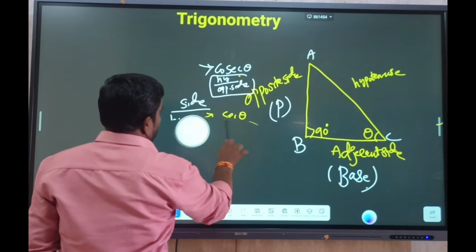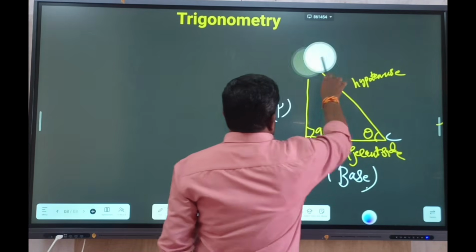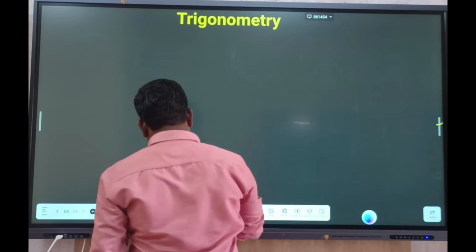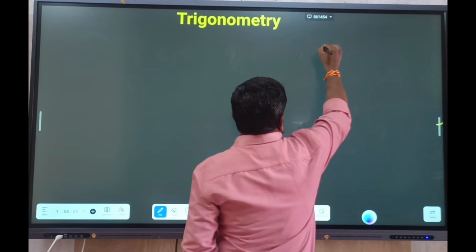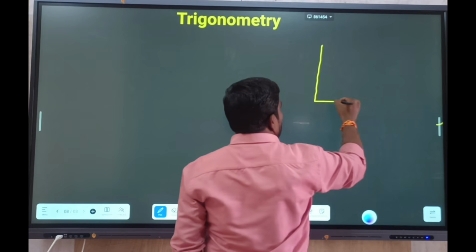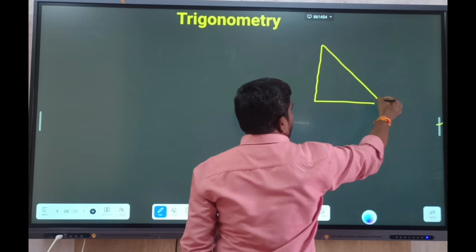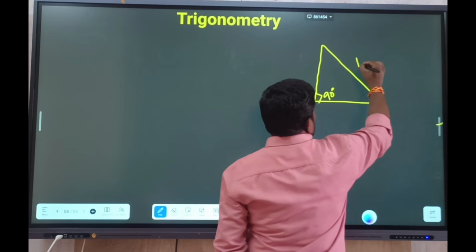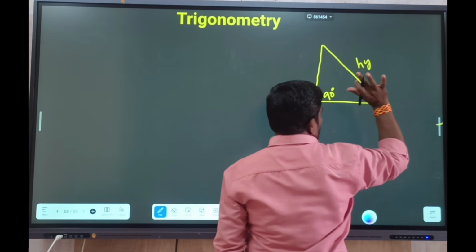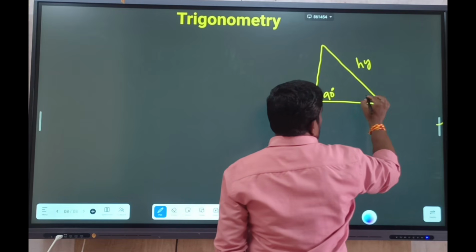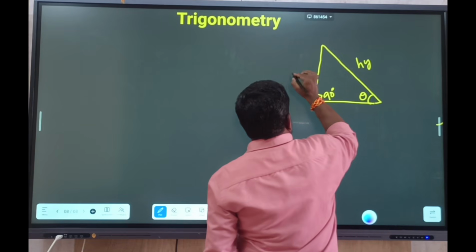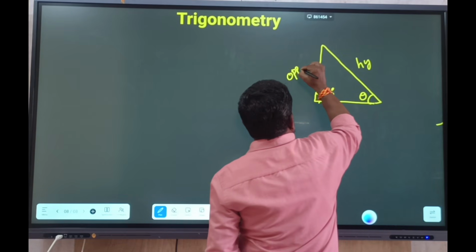A lot of students are confused about trigonometry formulas, but now I am taking the shortcut. This is a right triangle. This is 90 degrees, and exactly opposite to it is the hypotenuse. This is theta, and exactly opposite to theta is the opposite side.